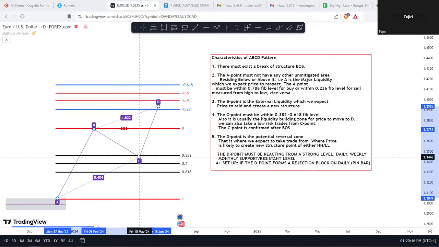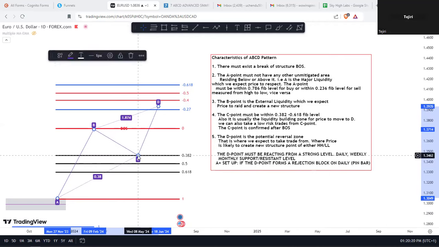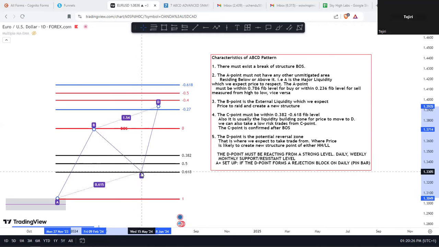It must either be at 0.618, which means either the body of the candle or the wick of the candle must touch 0.382 or go beyond it. It can even come down to this place and it's still valid, but it must not be above 0.382, measured from A to B. So that's what he's trying to make you understand.